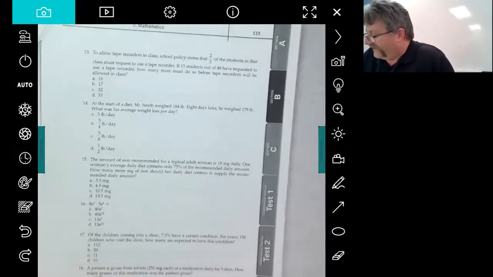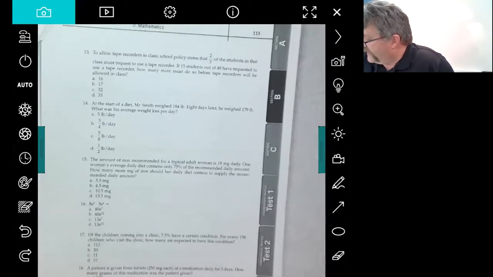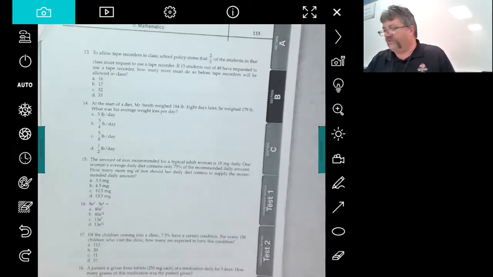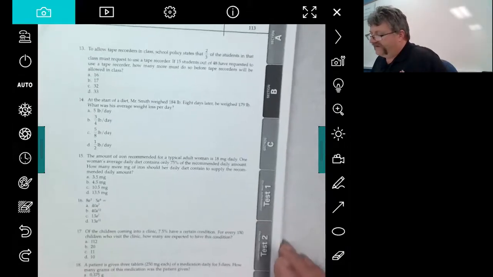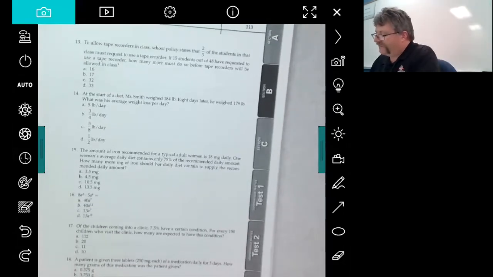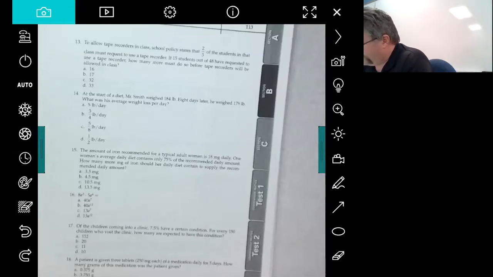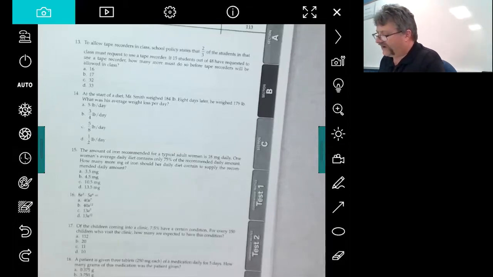Okay, 14. At the start of a diet, Mr. Smith weighed 184 pounds. 8 days later, he weighed 179 pounds. What was his average weight loss per day? 15, the amount of iron recommended for a typical adult woman is 18 milligrams daily. One woman's average daily diet contained only 75% of the recommended daily amount. How many more milligrams of iron should her daily diet contain to supply the recommended daily amount?